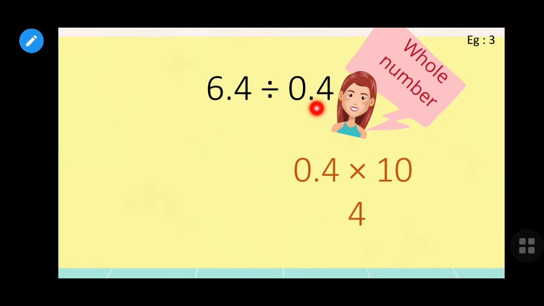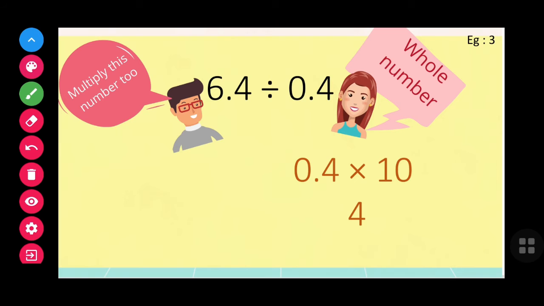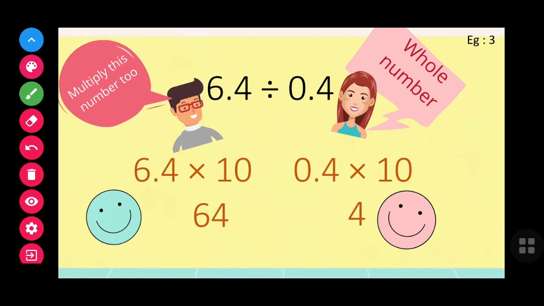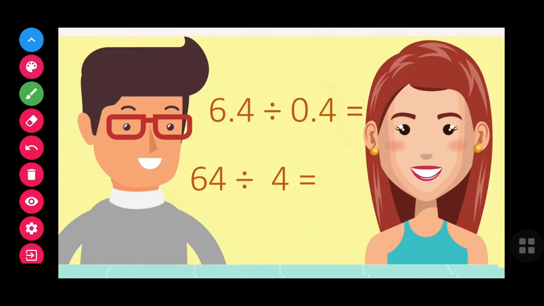Now that we have multiplied this number by 10, just to make the divisor a whole number, we have to do the same to 6.4 as well. See, the boy is aware of it. Now we will multiply 6.4 into 10, that will become 64. Now both are happy. Now we have converted 6.4 divided by 0.4 into 64 divided by 4.